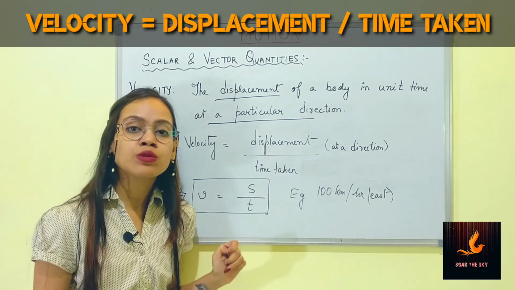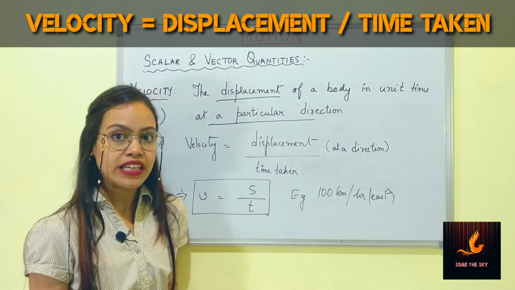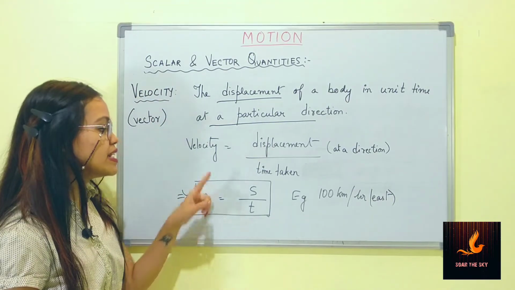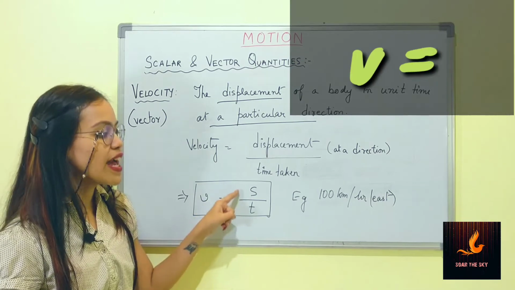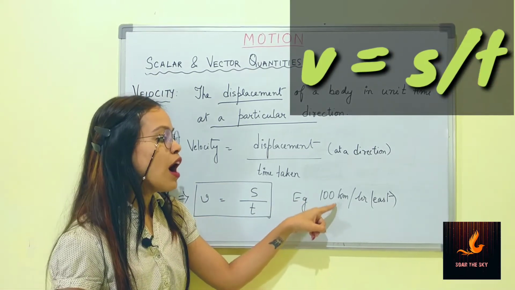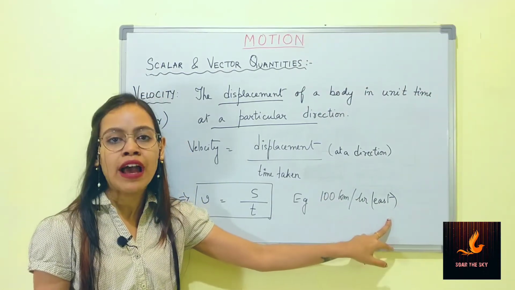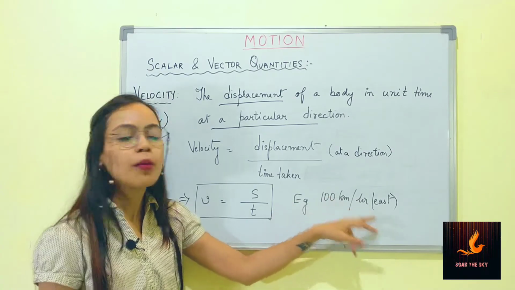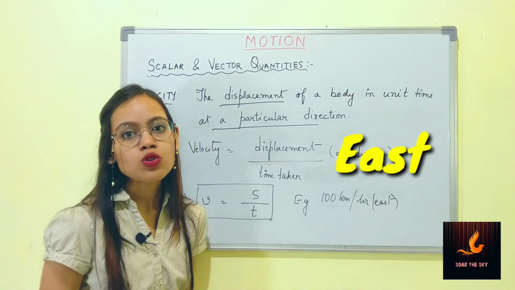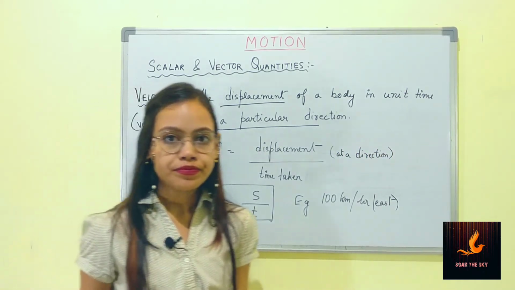Now, my dear students, please make a note of it. The symbol of distance is small d. But when we are talking about displacement, its symbol is S. So, V is equal to S by t. And the example is again same as speed, which is 100 km per hour. But here the difference is it's showing a direction as well. That is 100 km per hour, the body is moving towards east direction. So, these are the very vital points to keep in mind.